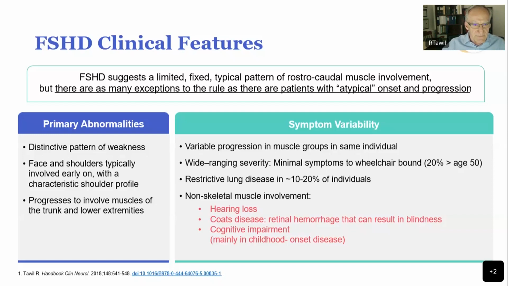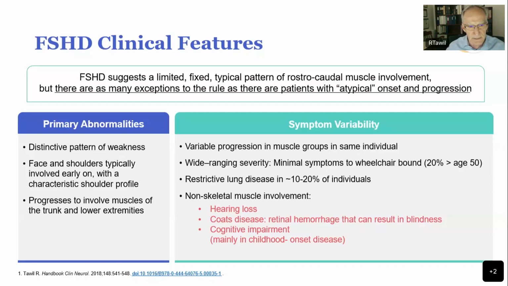So there's rapid progression in some muscle groups, as I mentioned. It can be in the same individual. There's wide-ranging severity from minimal symptoms to wheelchair-bound, as we mentioned, 20% above the age of 50. You can get restrictive lung disease, depending on the studies you look at, that ranges from 10 to 20% of individuals with FSHD.